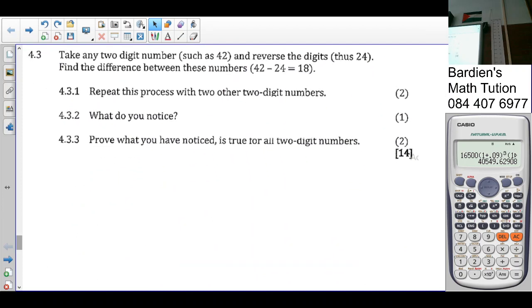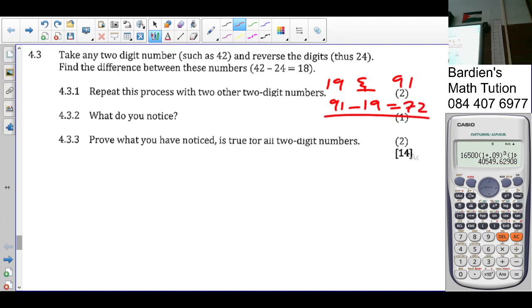Right, let's go to the next question. Take any two-digit number such as 42 and reverse it, you get 24. Find the difference between these two numbers. It's 42 minus 24, which is 18. Repeat this process with two other two-digit numbers. Give me a two-digit number. Sorry? 19 and 91. So it's going to be 91 minus 19, which is 72. Take another set of numbers. 84 minus 48, which is 36.